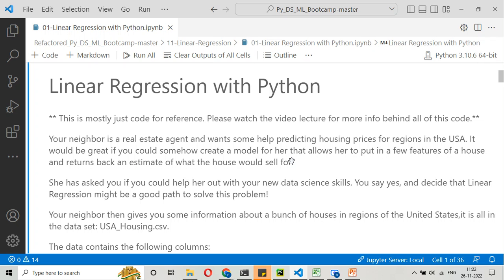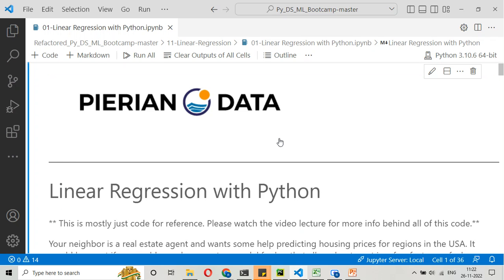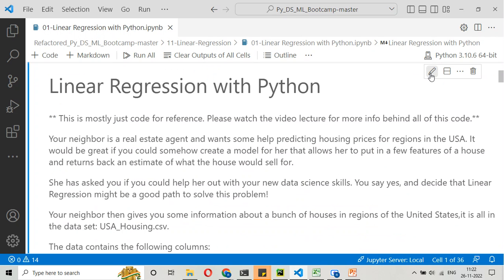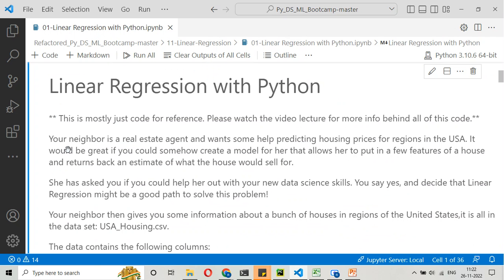Okay, we have one dataset we are using, USA housing.csv. It gives you information about houses in one region of the US, and we are trying to predict house prices.